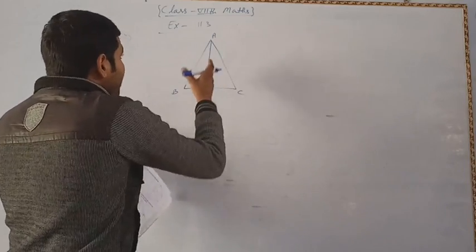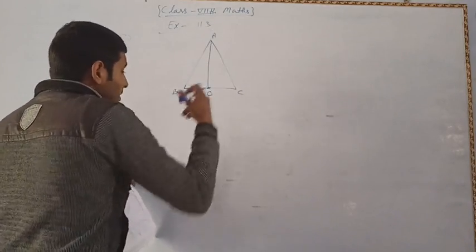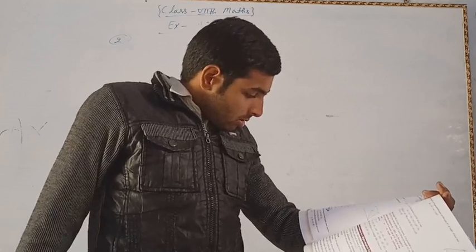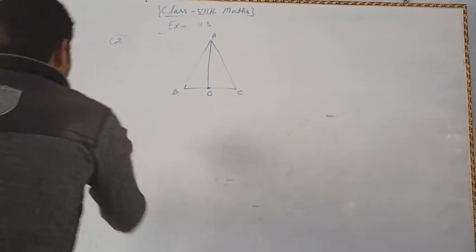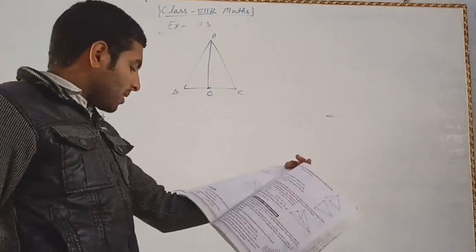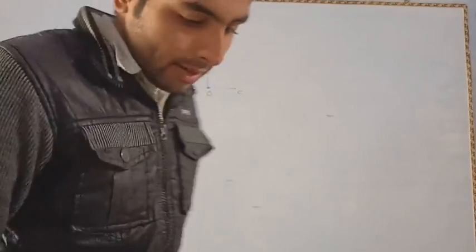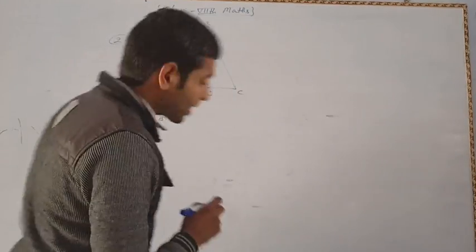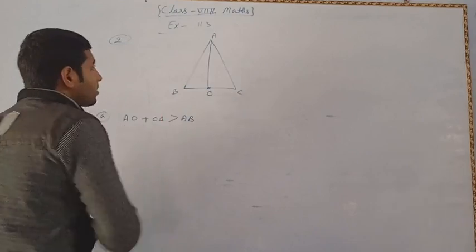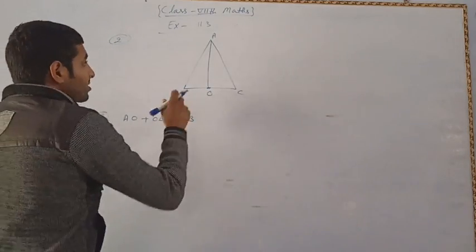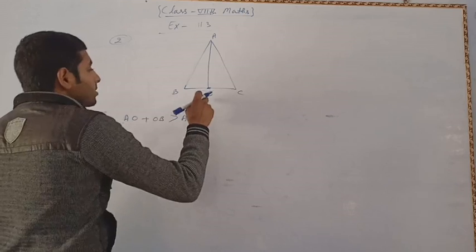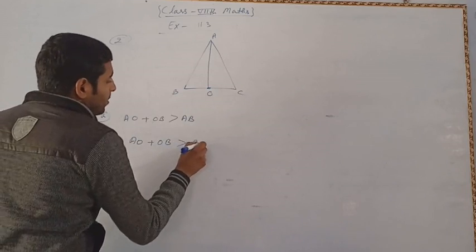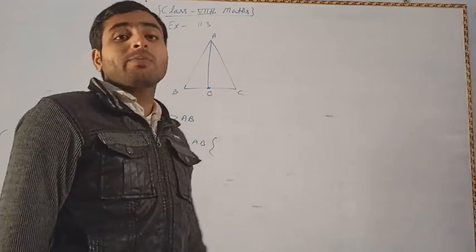Now in this triangle, there are two parts of this triangle, here ABO and AOC. Now, in part A, it is given that AO plus OB is greater than AB. So you can satisfy this, that AO plus OB is greater than AB because of the inequality property of triangle.